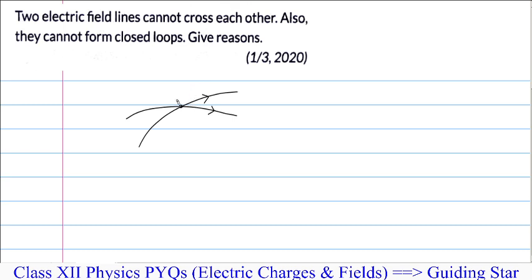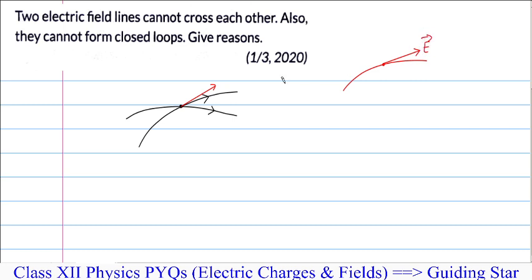Because at the point of intersection we will be having two directions. Here this field line might be for one positive charge, and this field line might be due to another charge. How do we find the direction of a field line at any point? Suppose I'm drawing a field line like this, then at this point what is the direction of the electric field? The direction of the electric field can be found out by drawing a tangent here.